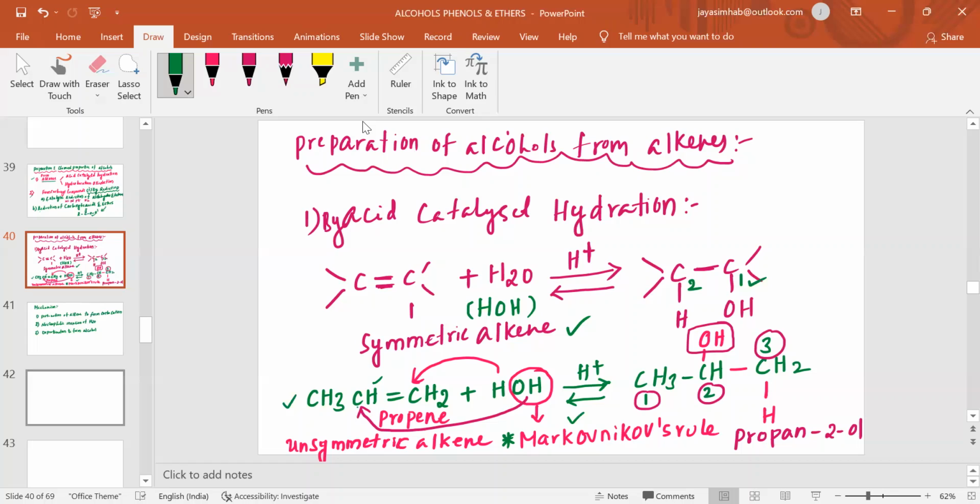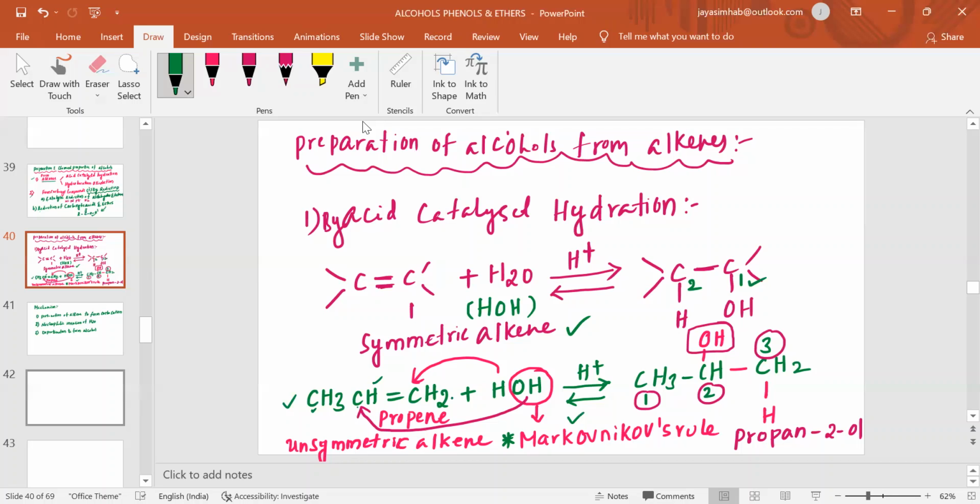Among these two unsaturated carbons, this carbon has fewer hydrogens, because it is attached to another carbon on the other side. But this carbon has more hydrogens. This one has 2 hydrogens, and this one has only 1 hydrogen. That's why it will strictly follow Markovnikov's rule. So the unsymmetric alkene will undergo hydration to form propan-2-ol, following Markovnikov's rule.